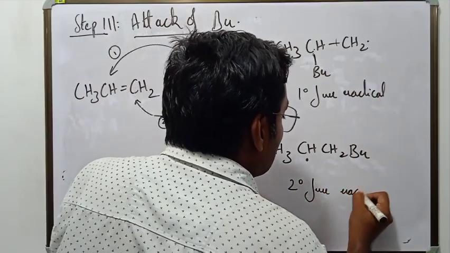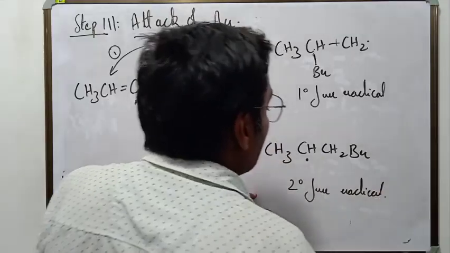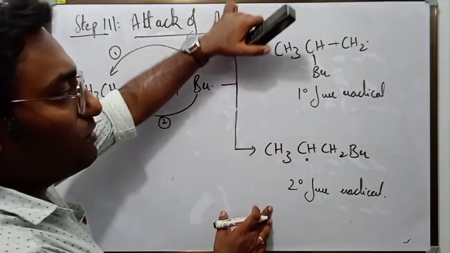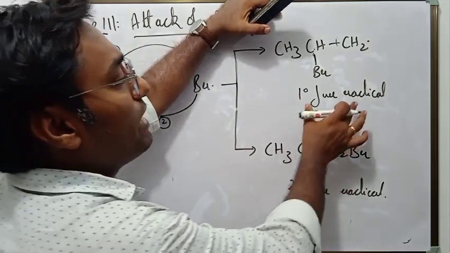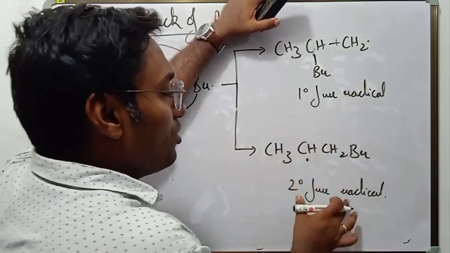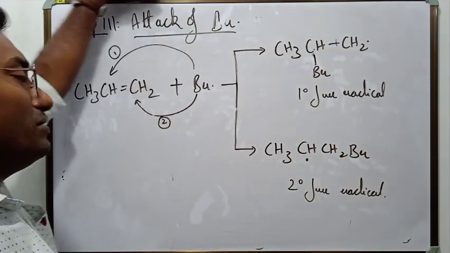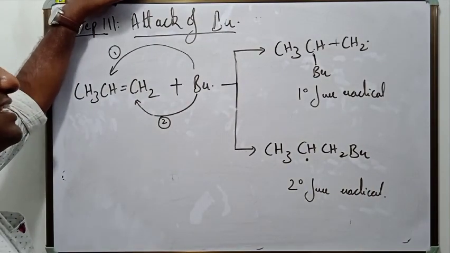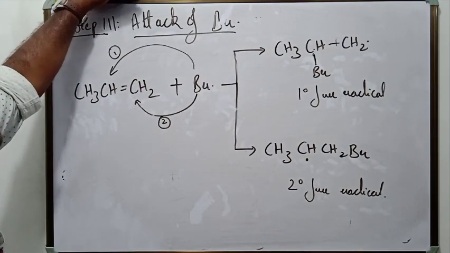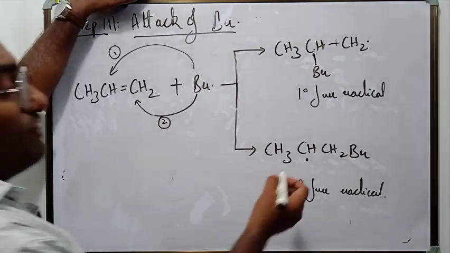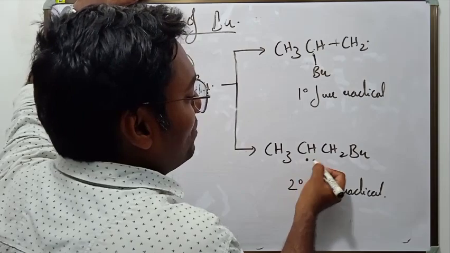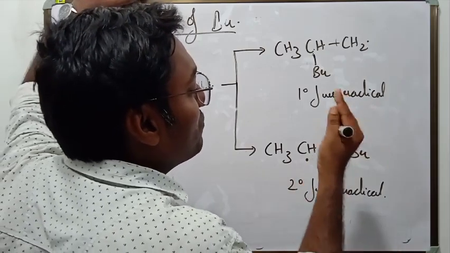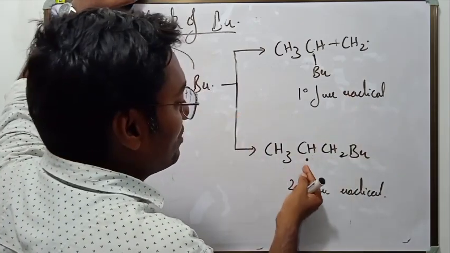Now here comes the main question: which of these is more stable? Is the primary free radical more stable or the secondary free radical more stable? Do you have an answer? Yes, dear students, the free radical is 1 electron. It is only 1 electron. It is deficient of 1 more electron.